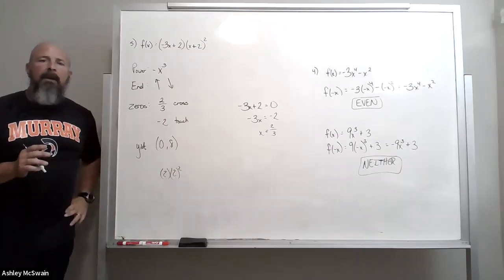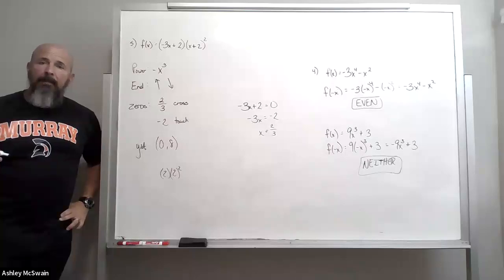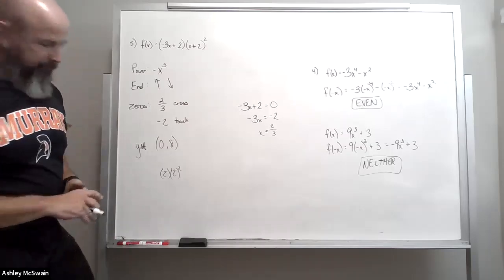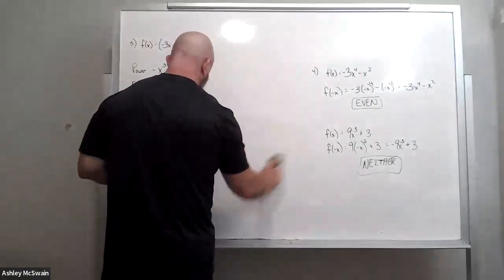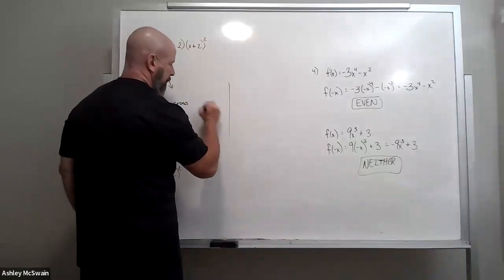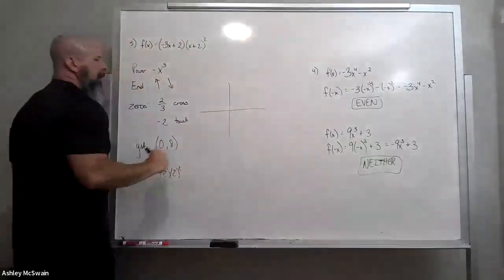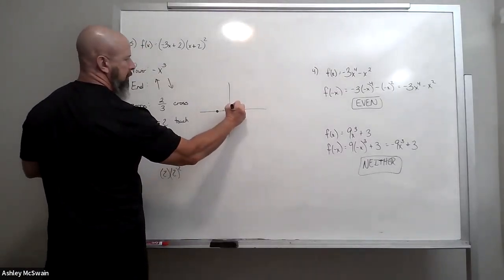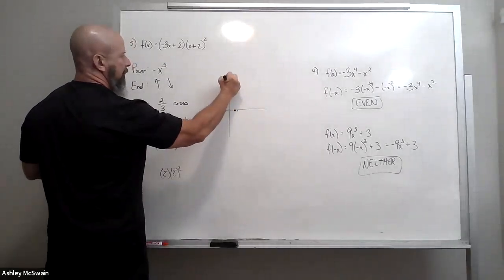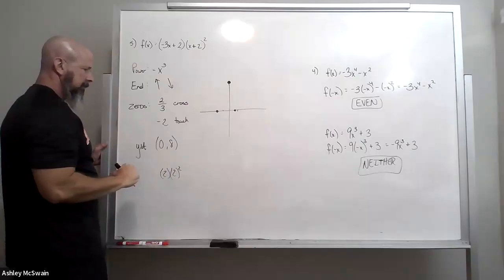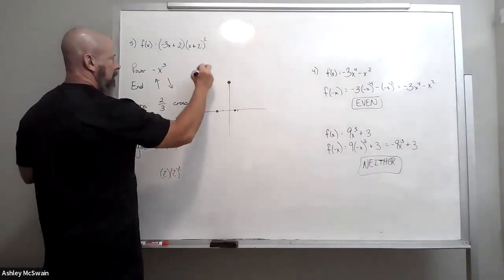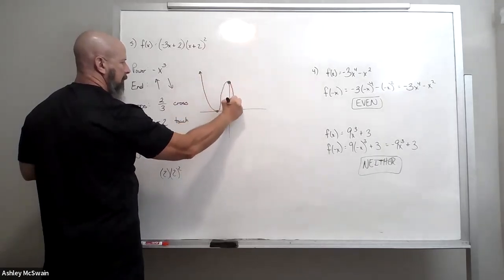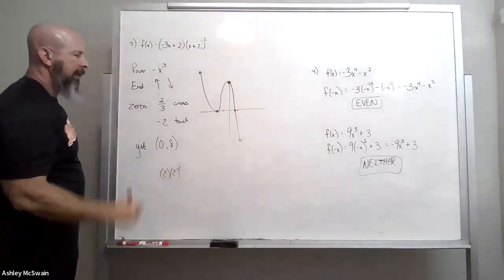I have the end behavior, I have the zeros or x-intercepts and whether or not it's touching or crossing at that x-intercept, and then I have the y-intercept. So now my graph. We got a -2, 2/3. And I'll just put an 8 right there. And we're going to go down, touch, through, cross. That will be my graph.